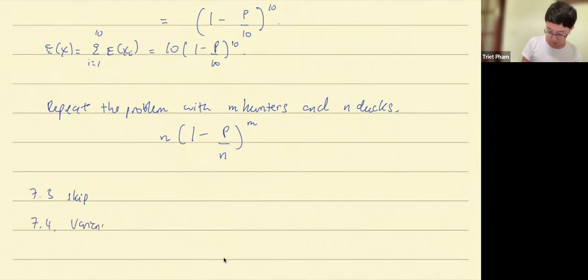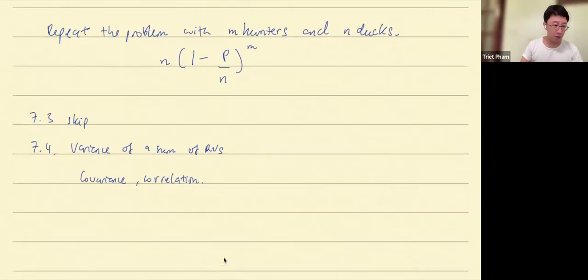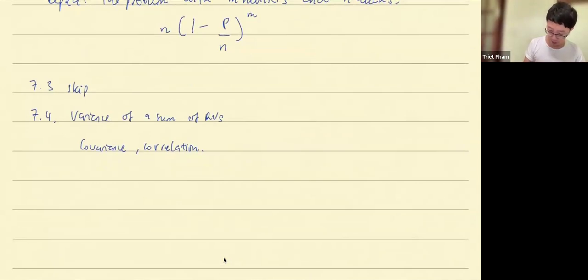Let's talk about variance of a sum of random variables. Along the way, the relevant topic will be covariance and correlation of a pair of random variables. So maybe first let's define covariance. Covariance of X and Y captures the interaction of X and Y, but only in some specific way. It doesn't capture everything.